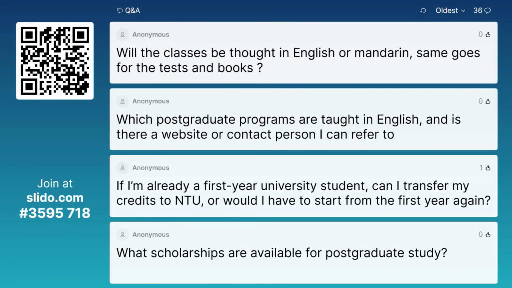Okay, will the classes be taught in English or Mandarin? Same goes for texts, tests and books. If you apply for an English-taught major, then obviously it will be taught in English. Otherwise, it's going to be taught in Mandarin. But for the tests and books, so far in my experience, almost all of the required or optional textbooks are in English. For the test, it depends on the professor, whether they want to make an English version, translate for you, or just give English tests for the whole class. It's entirely up to them.